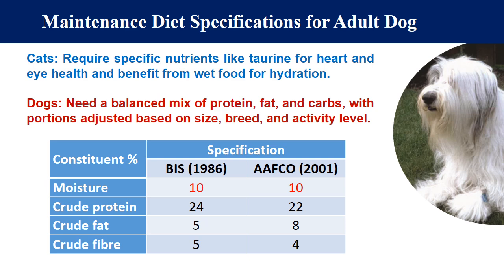The crude protein is 24 in case of BIS and 22 in case of AAFCO. In crude fat, it is 5% in BIS and 8% in AAFCO, and crude fiber 5% in BIS and 4% in AAFCO. So this is a standard specification by the authorities, BIS in India and international AAFCO, for basic understanding about the nutritional requirement in dog food.